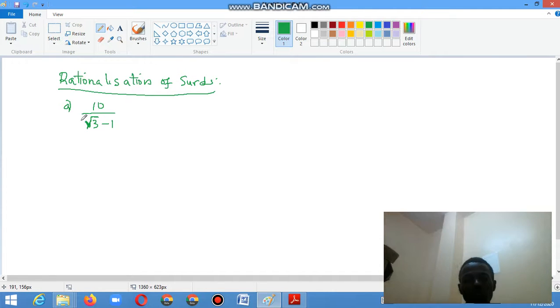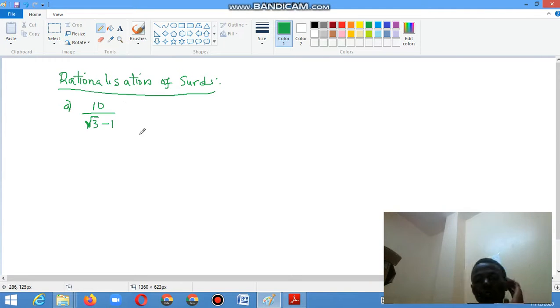First of all, what does rationalization mean? Rationalization means we always focus on the denominator to remove the root sign from there. When you look at this denominator, it is root 3 minus 1, and we don't want a square root sign down there. We want the square root sign up. That's the true definition of rationalization. You just remove the square root sign from the denominator side, and take it up to the numerator side.